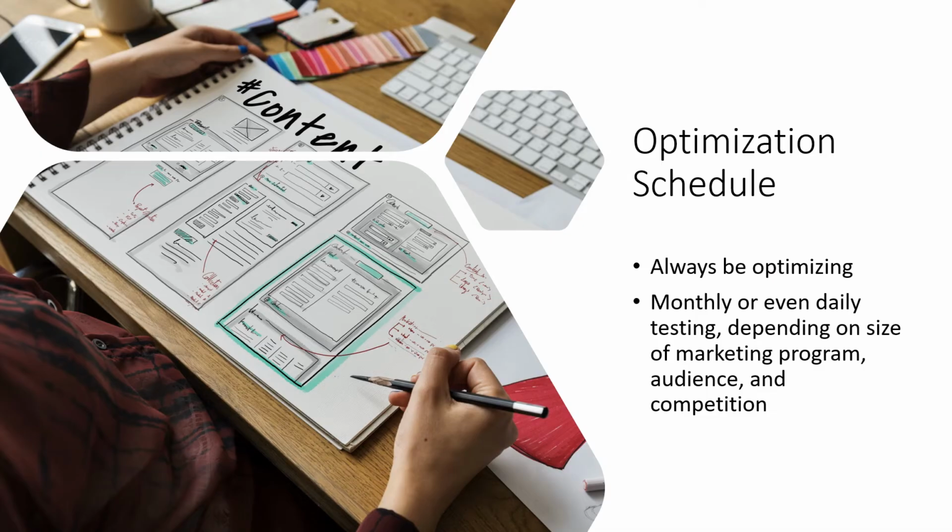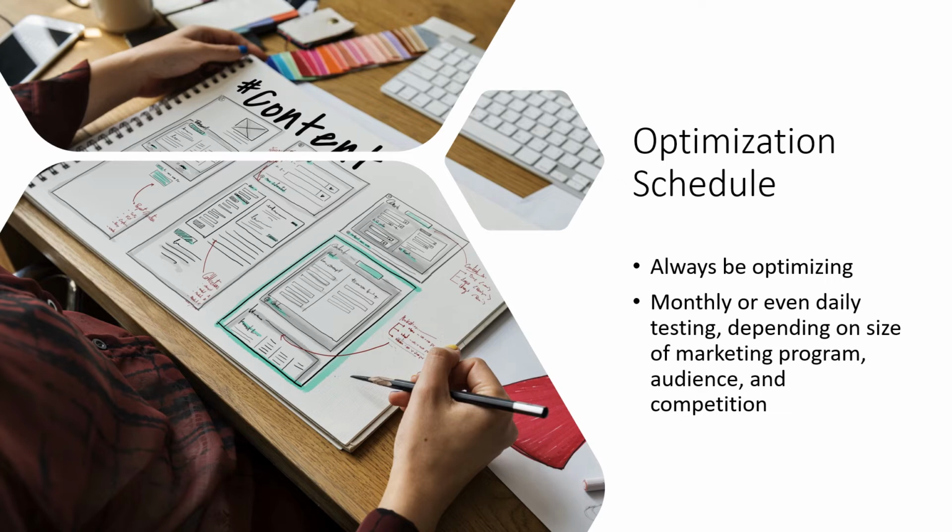So how do you manage all of that on a reasonable schedule? Well, you do have to always be optimizing, but you don't have to necessarily be doing it every day. A lot of organizations find it's effective to do monthly testing. A lot of large organizations do have to do daily testing.